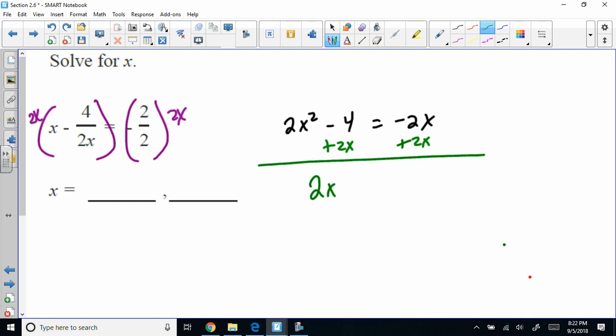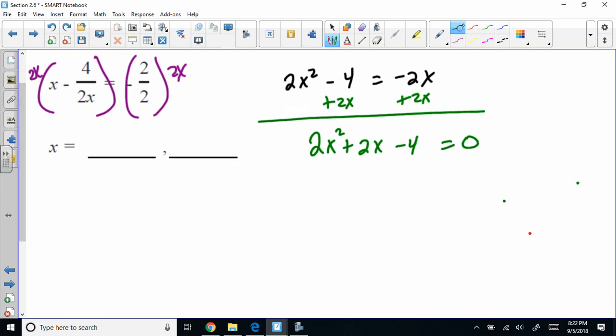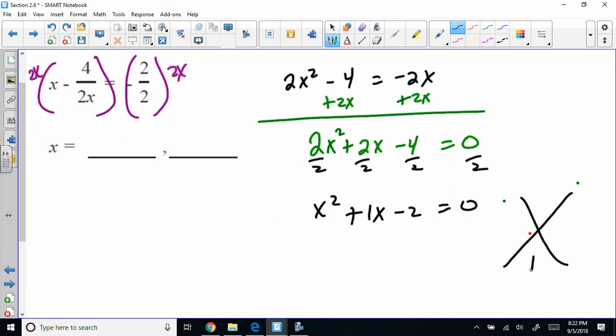How do you want to solve this? You want to do factoring? All right, we can do that too. We just divide both sides by 2, so that's x squared plus 1x minus 2 equals 0. So what are values when multiplied give you negative 2, but add together to give you a positive 1? How about 2 and negative 1?